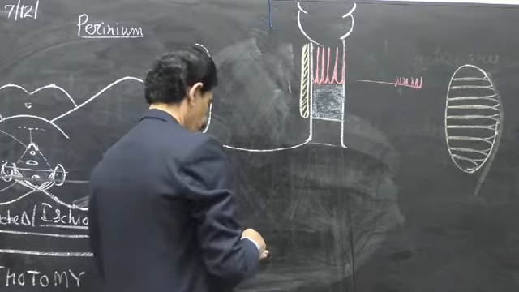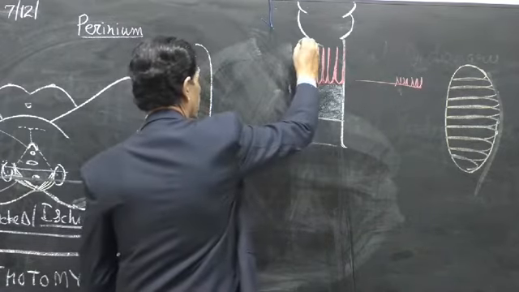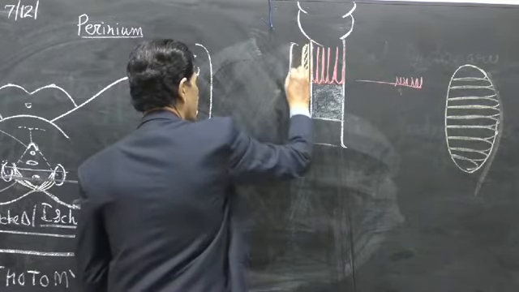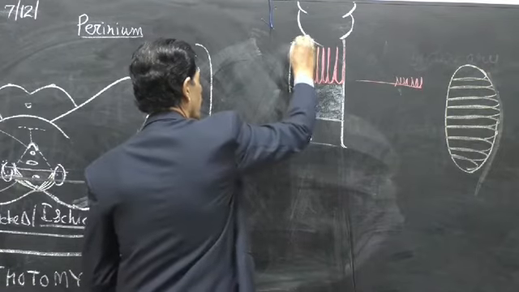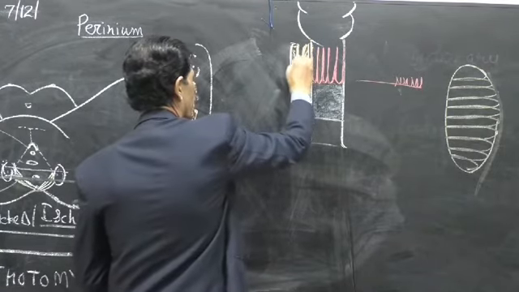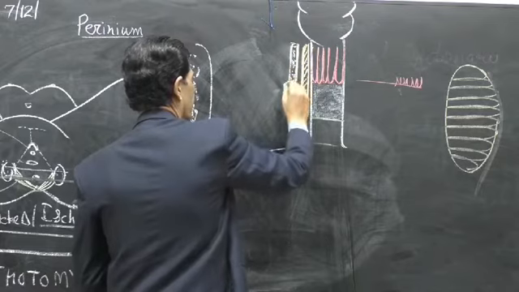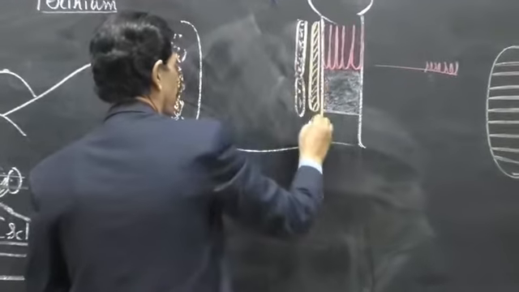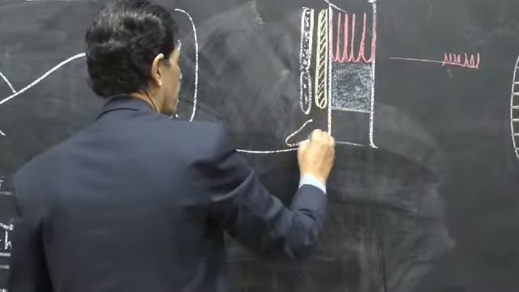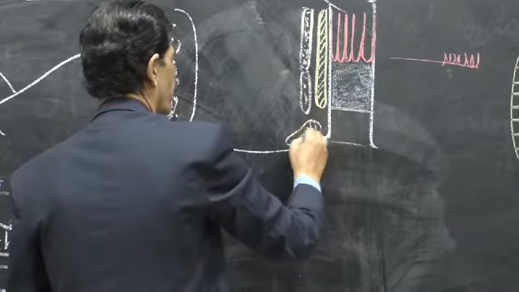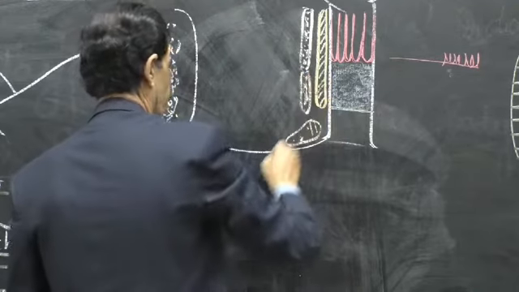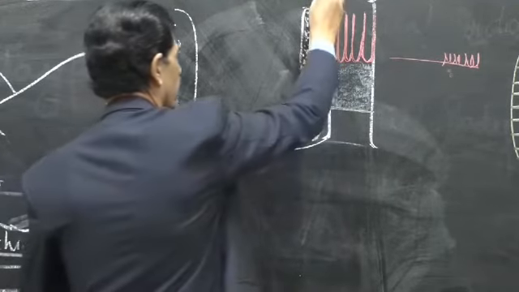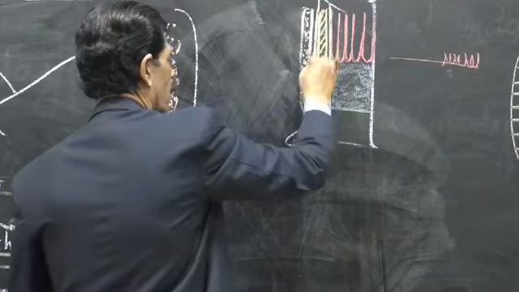So this is the external sphincter, internal sphincter, then there is an external sphincter which is circular. Both are circular, internal and outer, but the external has 3 parts: deep part, superficial part and subcutaneous part. 3 parts of the external sphincter. And in between there is a longitudinal muscular pouch.